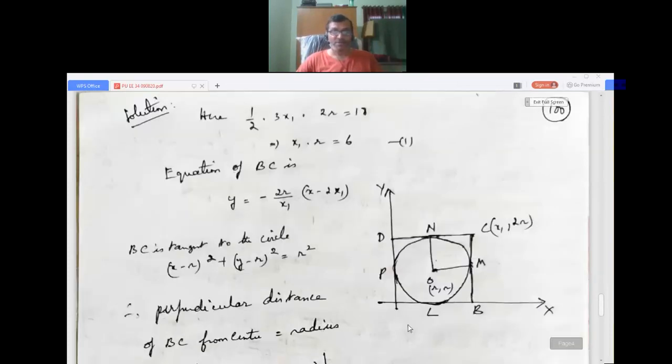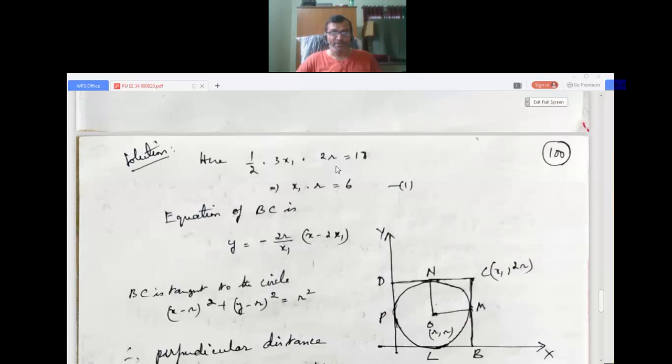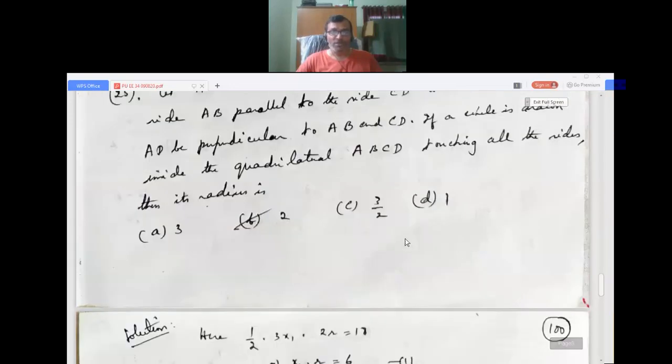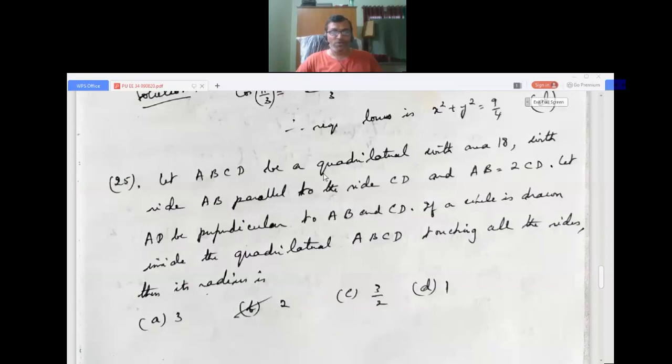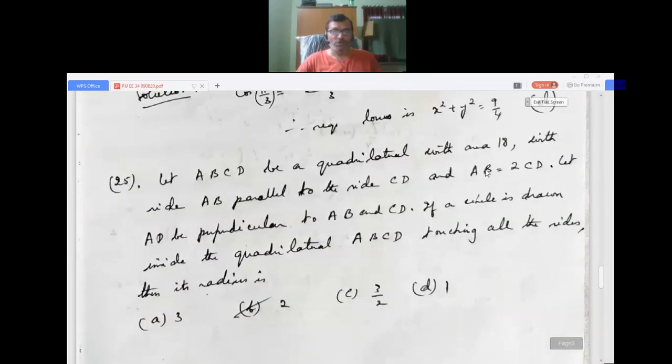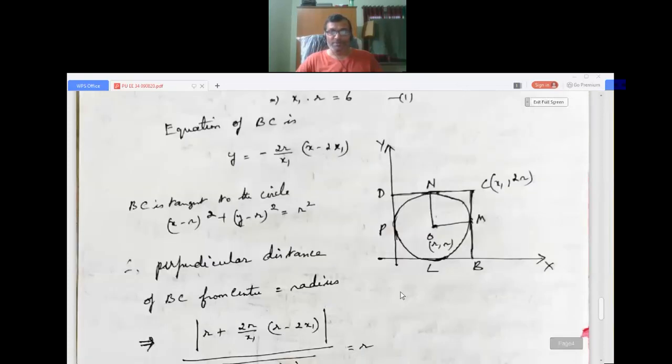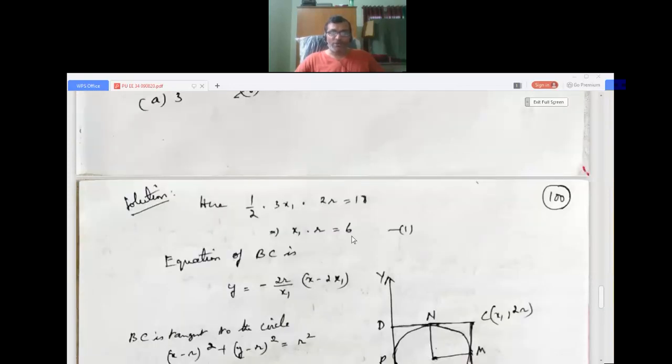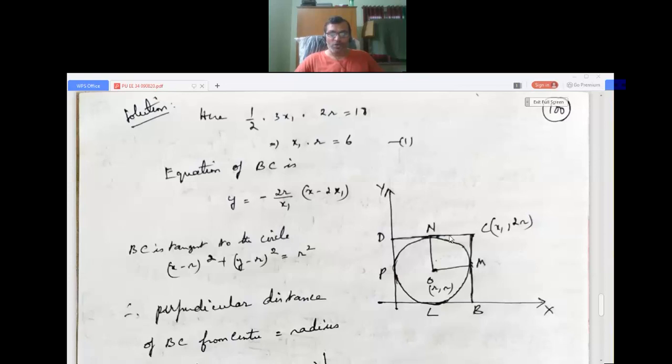It will be like this. So from here you can see half into 3x1 into base into height is equal to 18, because the area is given as 18. So half into 3x1 into 2r. Why 3x1 and 2r? Because it is given AB equals 2 times CD. So now from this we get x1 into r equals 6, from half into 3x1 into 2r equals 18, the area of the quadrilateral.